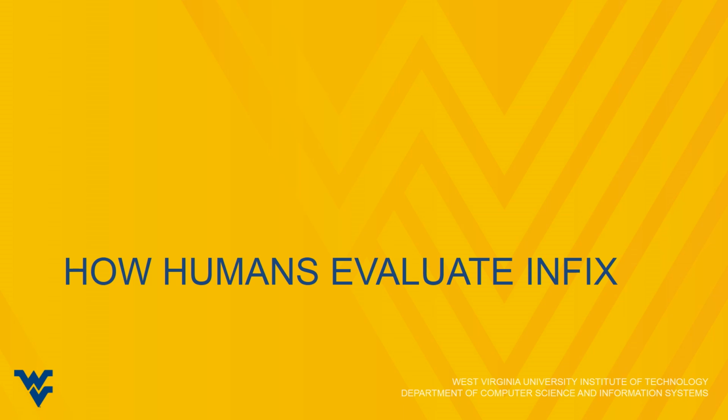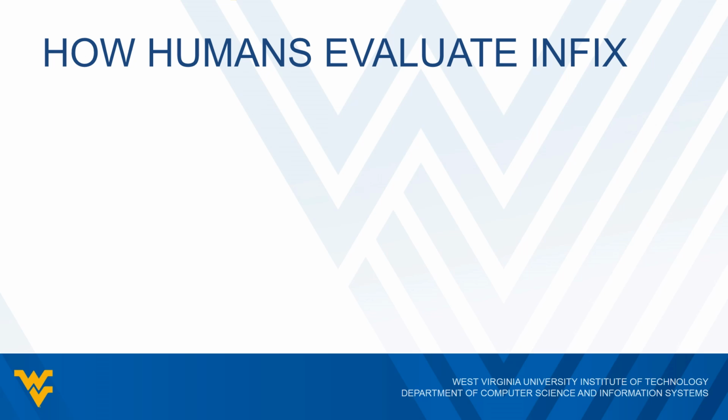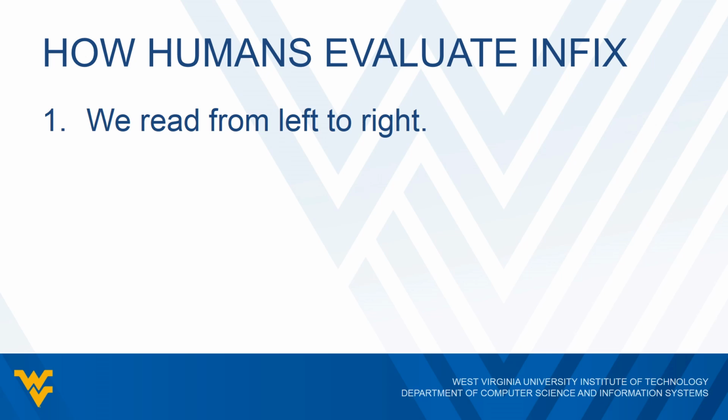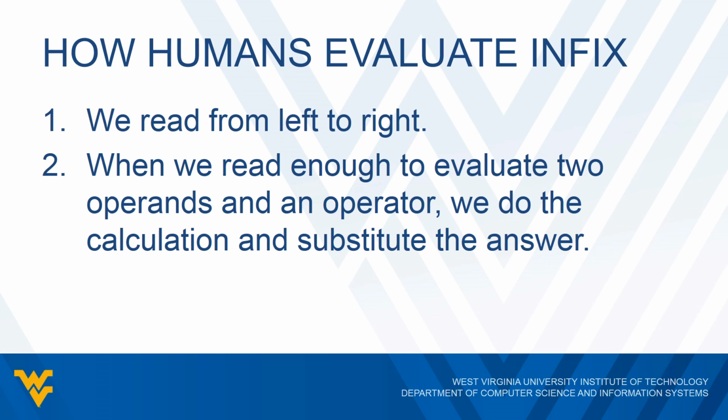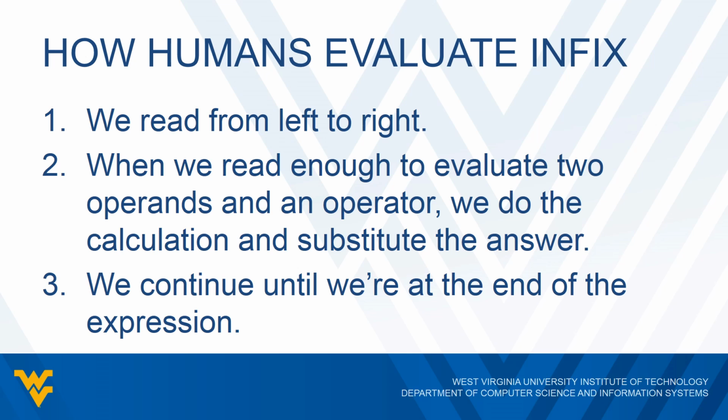Before we go over the translation process, let's take a look at how we would evaluate normal infix expressions. Whenever we're evaluating an expression in infix notation, there are several rules that we need to follow. The first one is that we read the expression from left to right. The second rule is that whenever we read enough to actually evaluate two of the operands, then we would do the calculation. So we would need to read two operands and then an operator. So we do the calculation, and then we substitute the answer in place of that portion of the expression. And then we just continue until we're at the end of the expression.